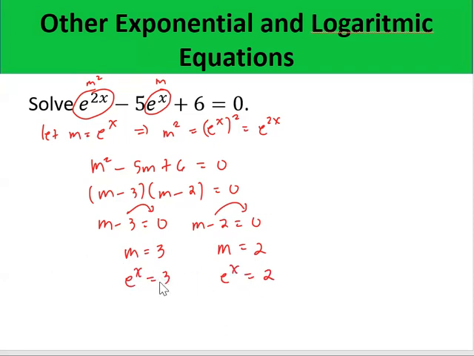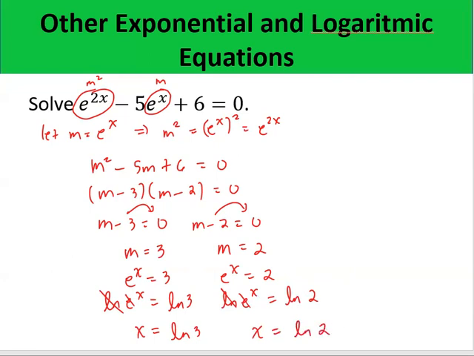And then solving each of these equations, now we can solve for x by applying ln of both sides. So ln of e raised to x is equal to ln of 3. ln of e raised to x is equal to ln of 2. So applying this ln will cancel out with e. So we get x is equal to ln of 3. And then for the other equation, ln and e will cancel out. So the left side will be x, and then the right side is ln of 2. So our solution will be x equals ln 3 and x is equal to ln of 2.